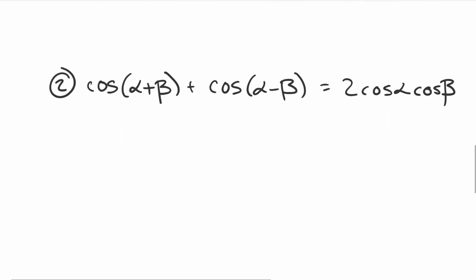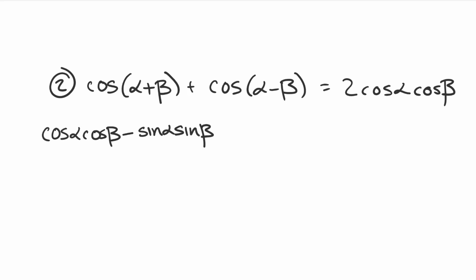Here we go. Cosine of alpha plus beta plus cosine of alpha minus beta is equal to 2 cosine alpha times cosine beta. Just write the formula down. This is cosine alpha, cosine beta, minus sine alpha, sine beta. And then we take our next one, this one in blue, to show there's a difference. It's cosine alpha, cosine beta. The only difference is we get a different sign in the center.